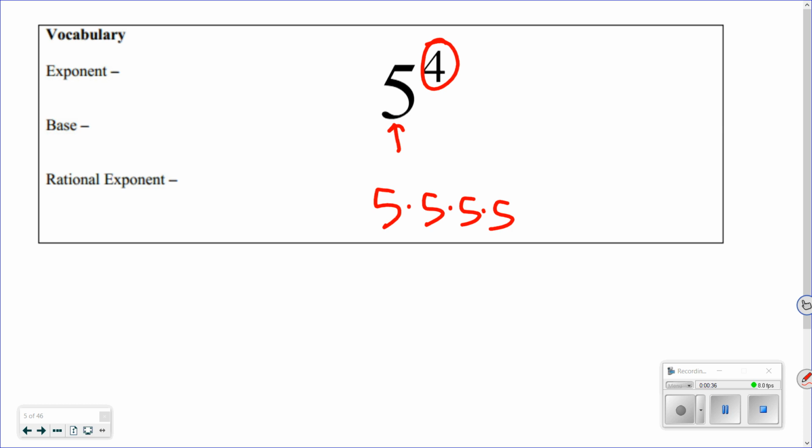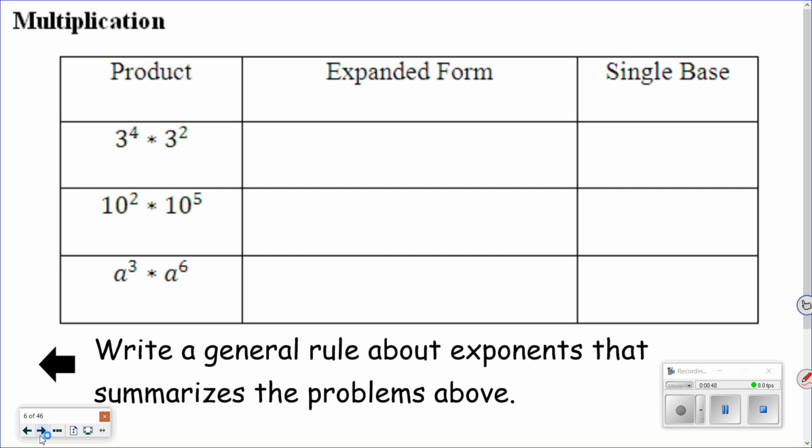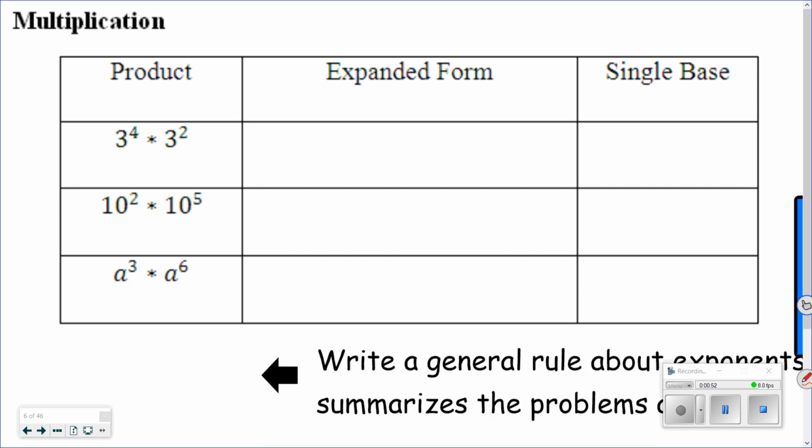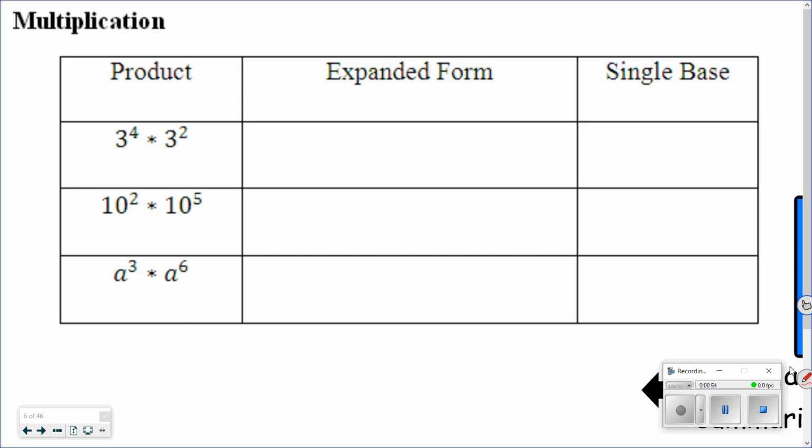By the way, when you write it out this way, it's what we call expanded form. So this one's written with an exponent. This is an expanded form. What we're going to do is take some of these problems and write them out using expanded form. So let's start with this first one right here.